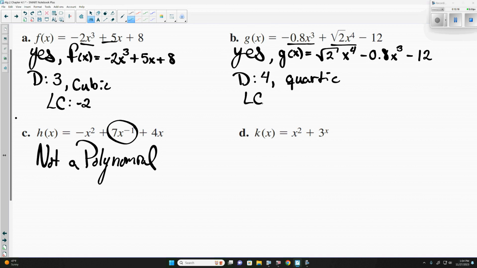And the leading coefficient is square root of 2. The number in front of the variable with the biggest exponent is the leading coefficient. Because in this here, the negative 0.8 is a coefficient. It's just not the leading coefficient. Last one, letter D. Is this a polynomial function? No, we have 3 to the x.